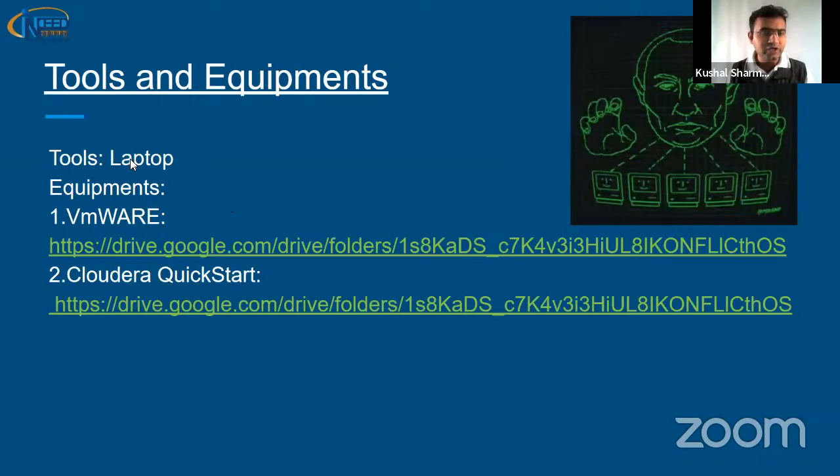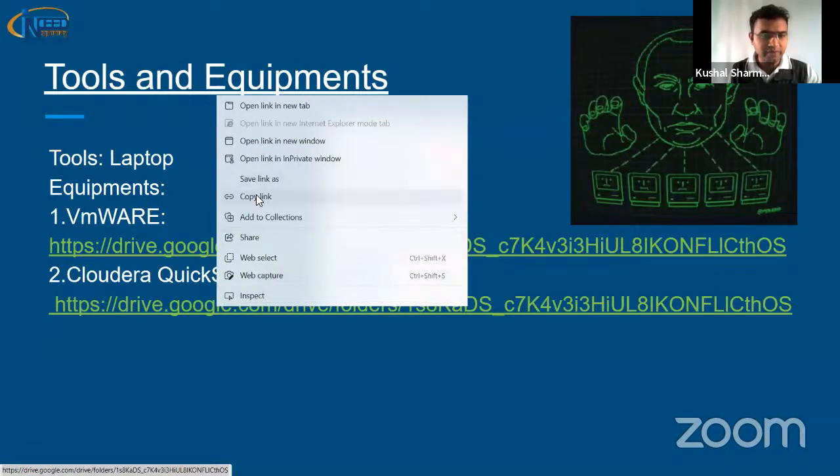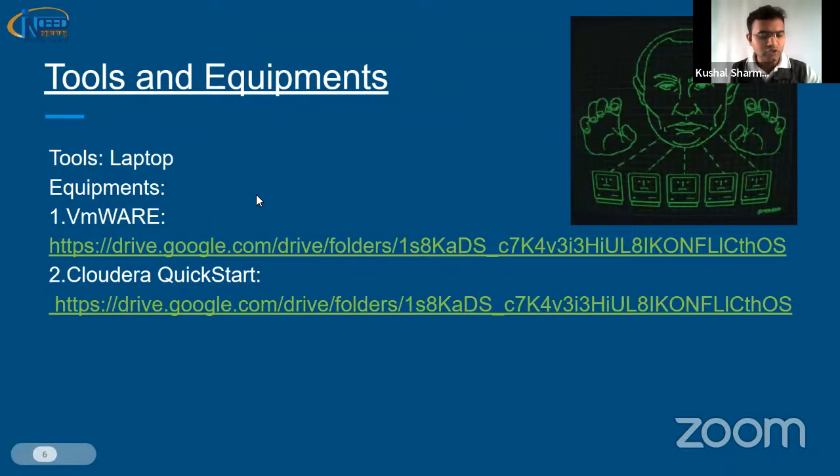We have certain tools and equipment. These links will be provided to you. So these are the links which we have. You need to have VMware Workstation. You can download and configure the latest VMware Workstation, or you can download and configure VMware Player as well. Player is also equally good. These are the things you can download and work with.